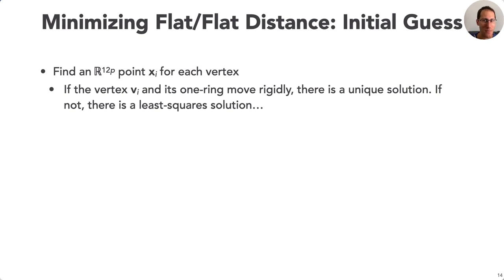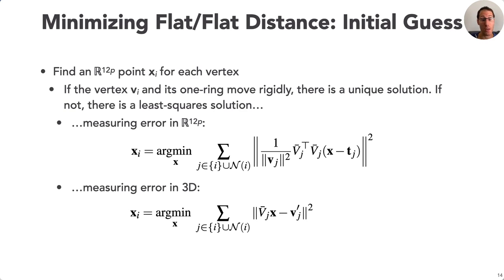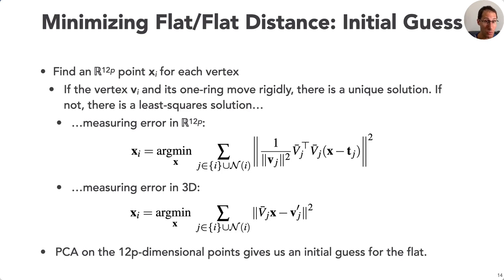And if they don't intersect perfectly, we can try to find the point in 12p dimensions which is closest to the vertex and its one ring neighbors, those 9p dimensional flats. And so this is a version of that least squares problem, which is measuring the error in 12p dimensions. And we can also measure the error in 3D. We can say, I'm looking for the point in 12p dimensions which actually minimizes the projected error that we would observe if we observe the motion of those vertices in 3D. Okay, and that's what we use.